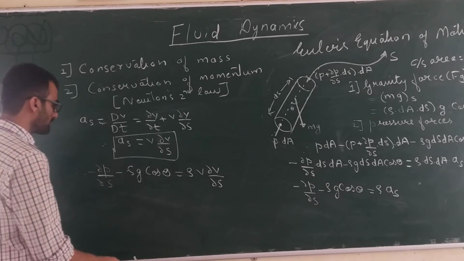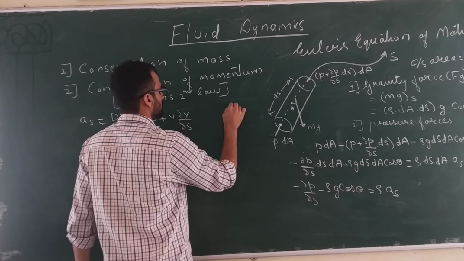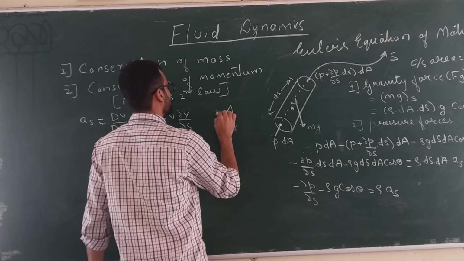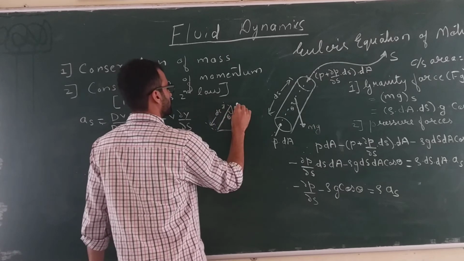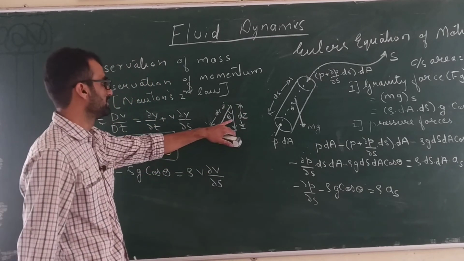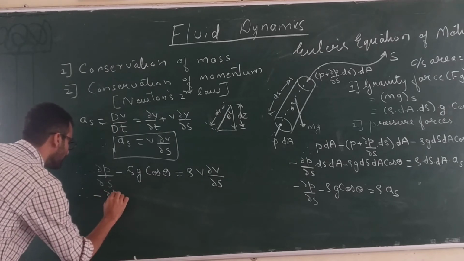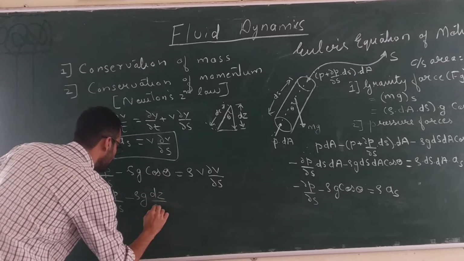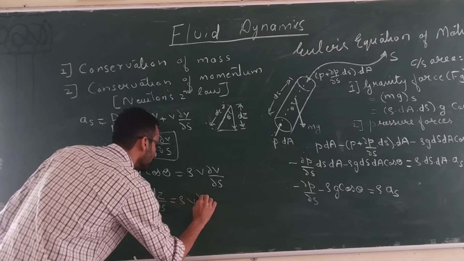Cos theta we can replace by, see, if this is theta, this was your ds, so this will be the dz, change in the elevation dz. So cos theta will be dz by ds. So you can replace, therefore minus del p by del s minus rho g del z by del s, you can write equal to rho v del v by del s.